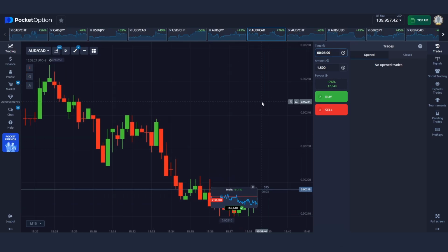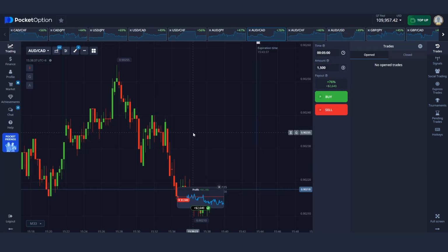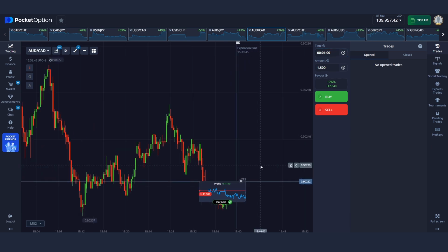You turn on 5 minutes, receive a signal from the BoosterBot, open a deal, minimize everything, and go about your business. You could say that trading it on autopilot. I still like 1 minute the most because it's very quick profit.